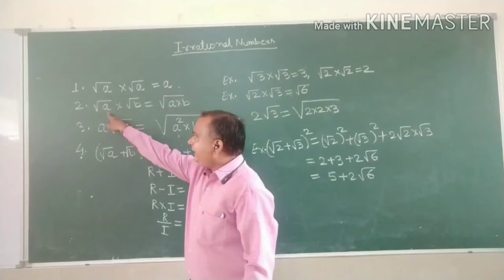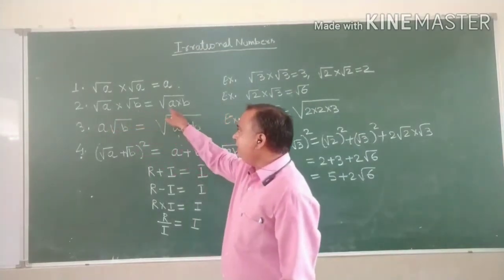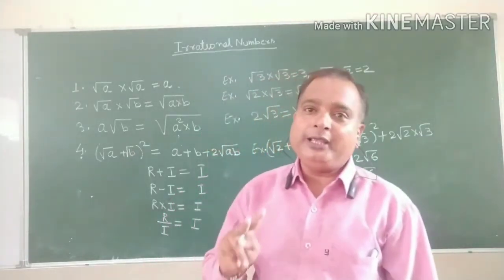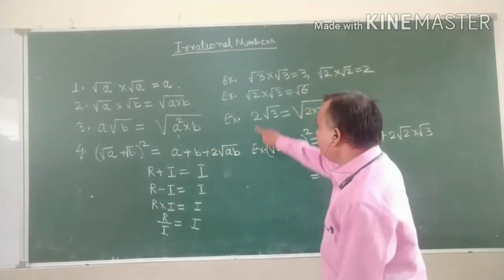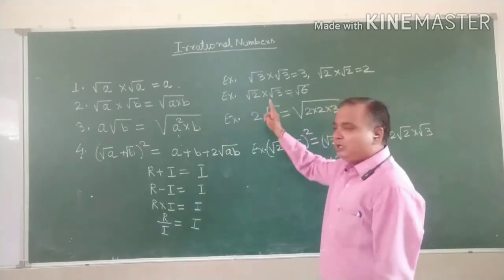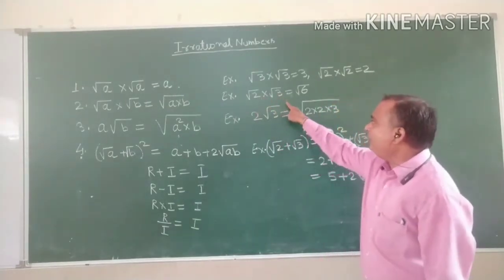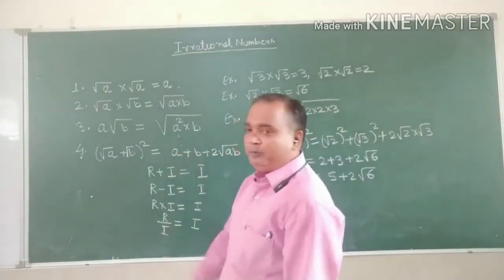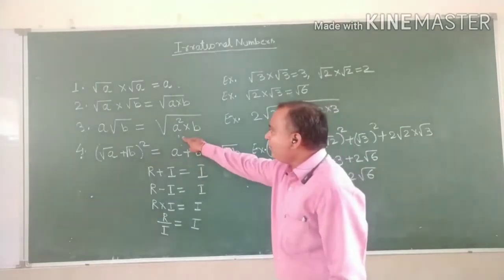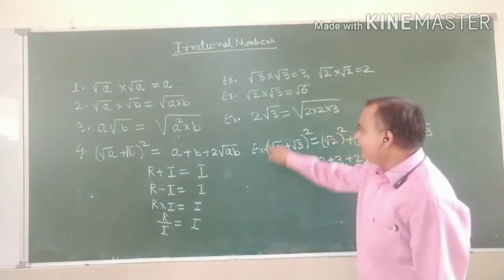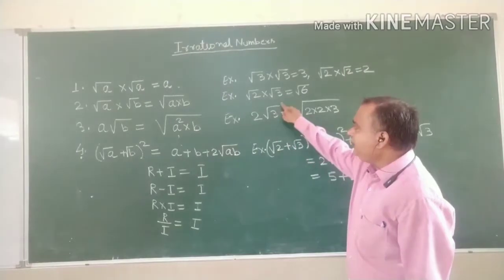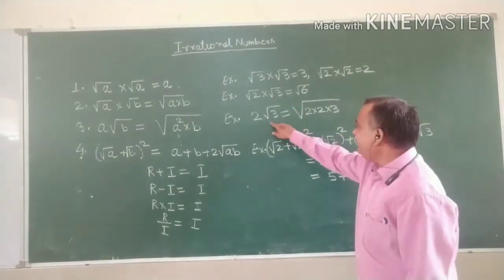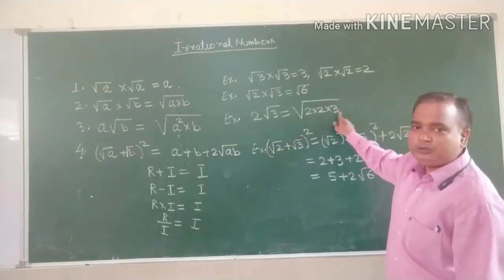Second, under root a into under root b equal to under root a into b, where root a and root b are two irrational numbers. Let the two irrational numbers be root 2 and root 3. When I multiply, it will be equal to under root 6. Next property, a into root b equal to under root a square into b. For example, if we write 2 root 3, what is the square of 2? The square of 2 will be 4. So we can write root of 4 into 3.